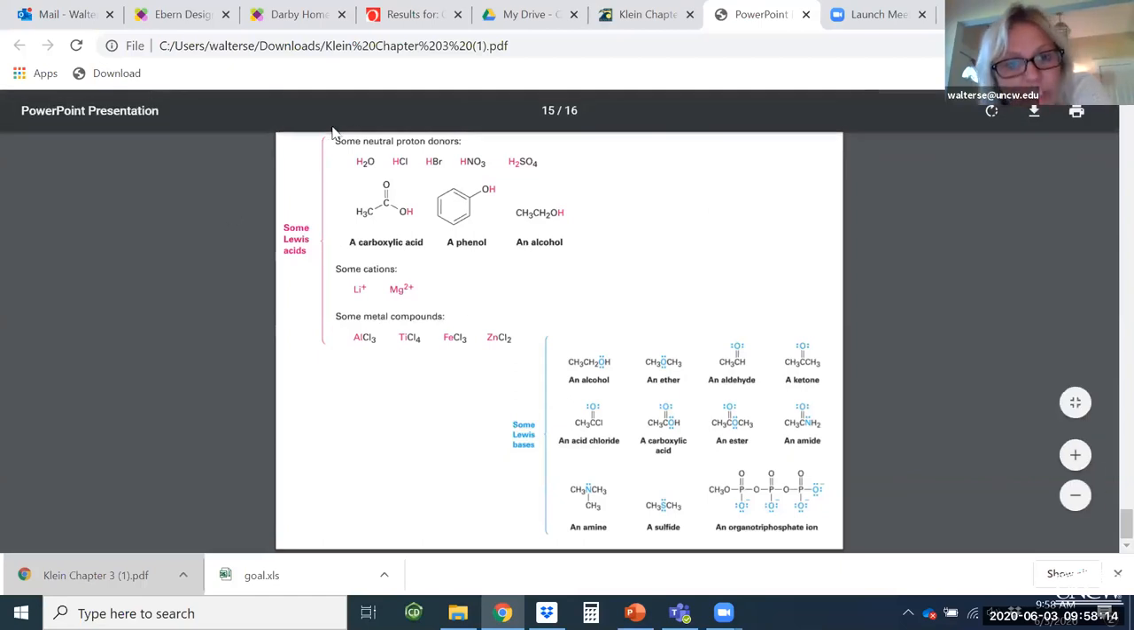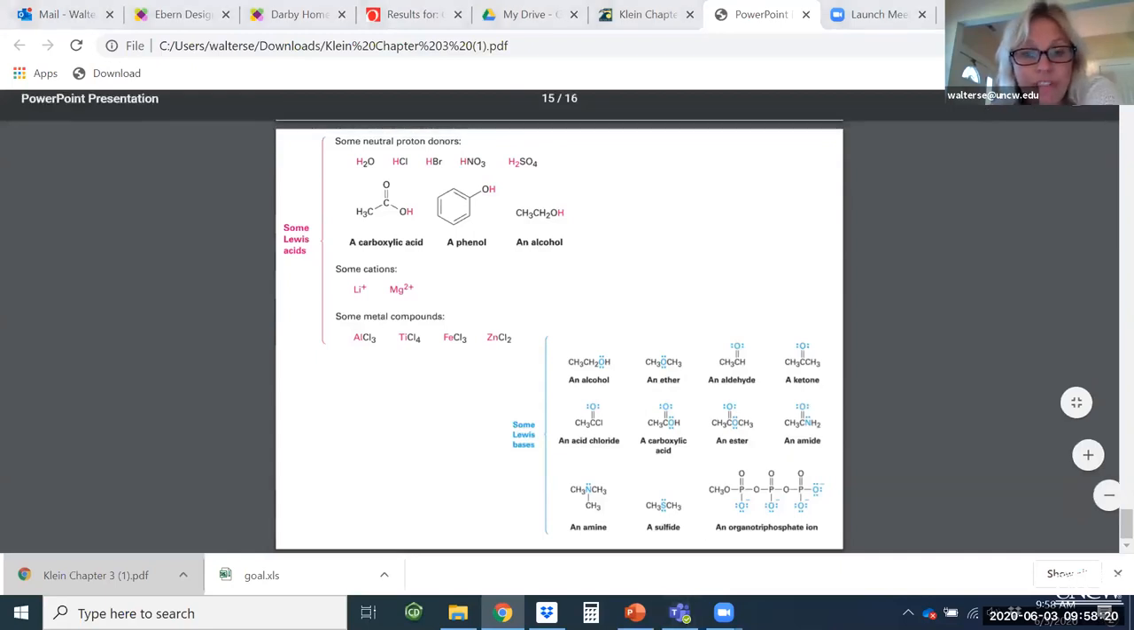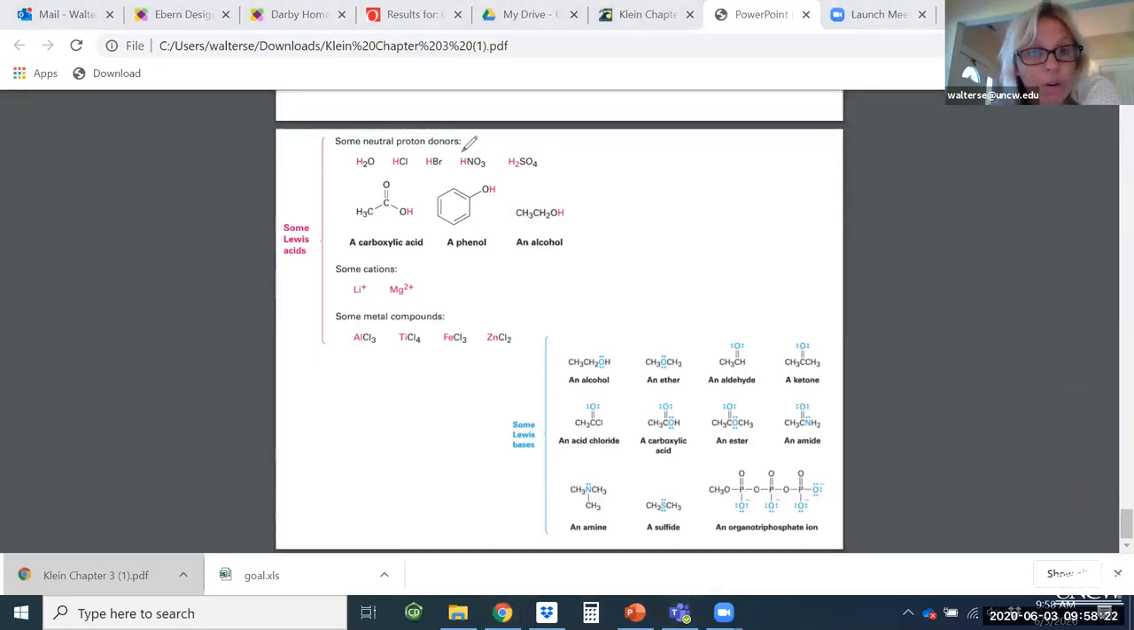So all of these are Lewis acids, this whole group, but only a portion of them are also Bronsted-Lowry. So these are Bronsted-Lowry and Lewis. These down here are only Lewis acids. So now if you look down here though, you see a lot of duplication.